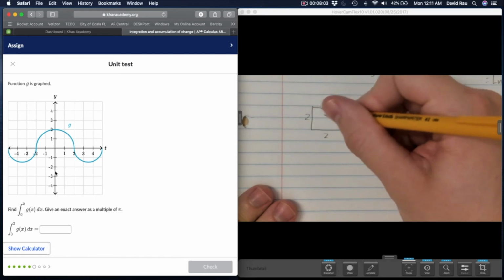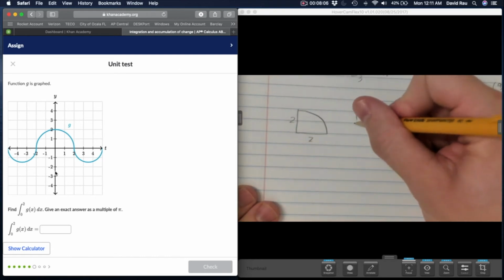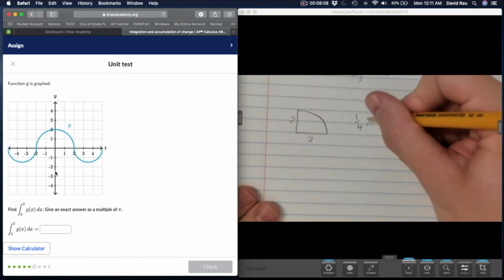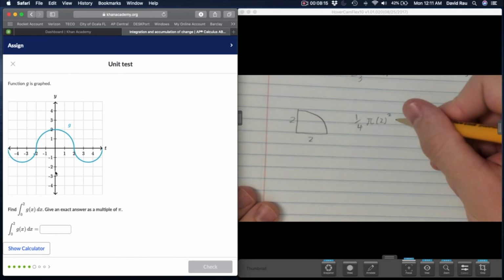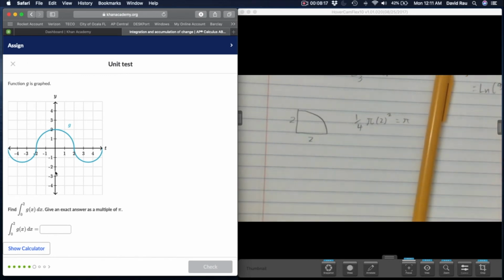So we have a radius of 2 of a quarter circle, so I need a quarter of pi r squared, where the radius r is 2. And that's just actually going to give you pi. And it's positive pi because we're looking for something above the x-axis.